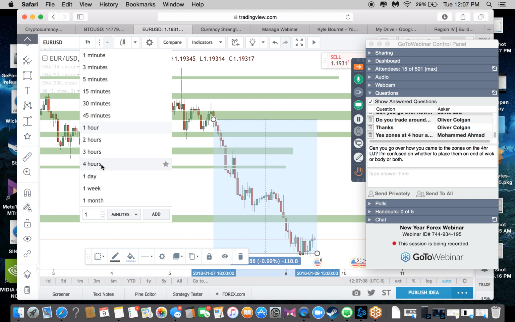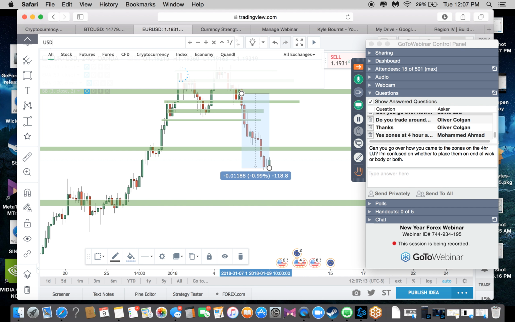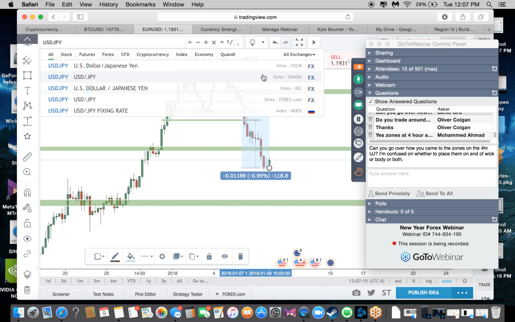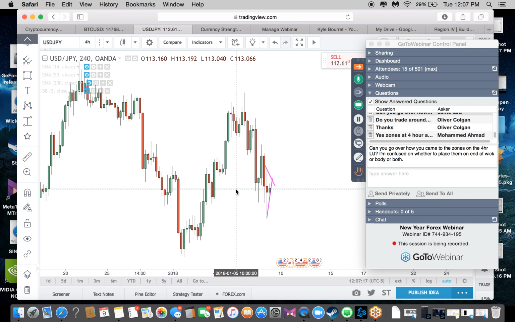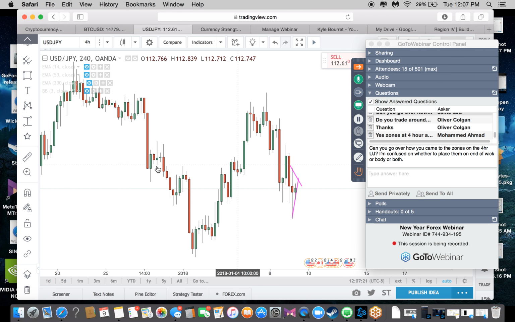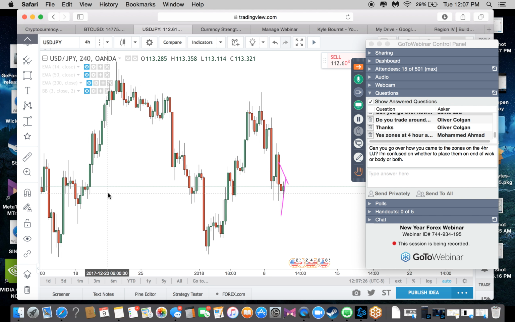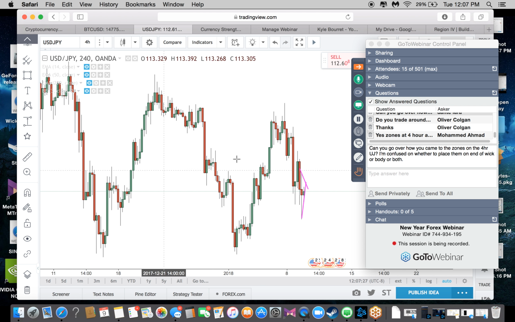But what I'm looking for, oh, this is Euro USD too. So let me go to the USD JPY. That's what we were supposed to be doing on USD JPY. So on the 4 hour, you can see we have more close history. You see how we have all this close history? So what I'm doing is zooming out a little bit and looking left.